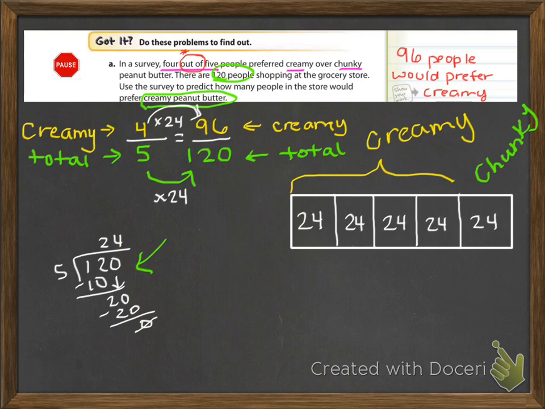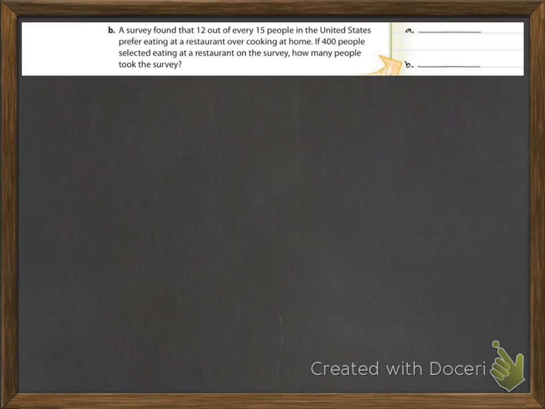And now we're going to do the same thing that we did before, and add up these 24s. So you can see you have 24 times 4 here, and we get that same answer of 96 people. So you want to make sure that you have the 96 people, regardless of whether you use the bar diagram or the equivalent fractions. Now you want to try B.